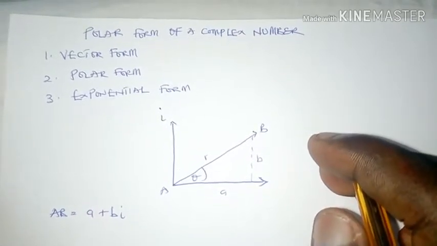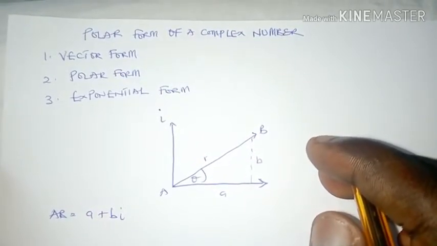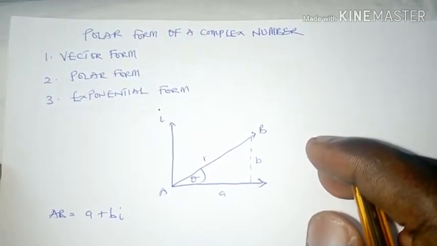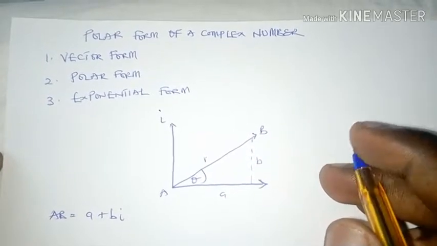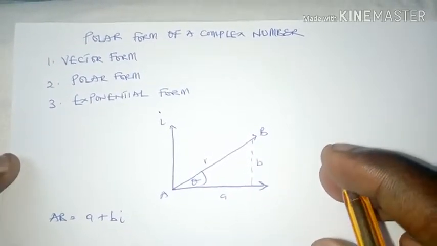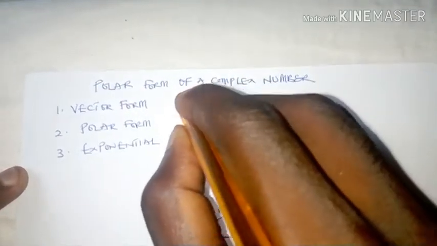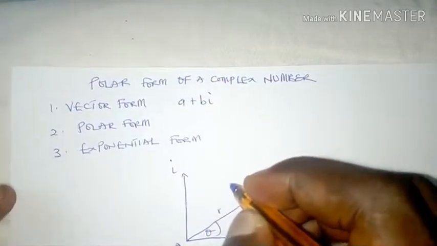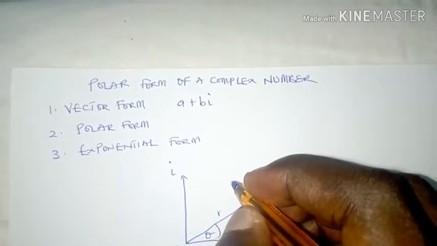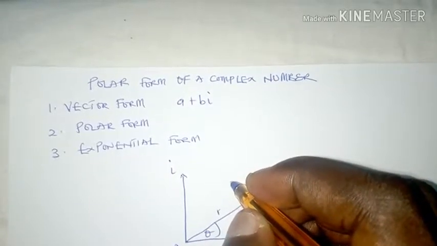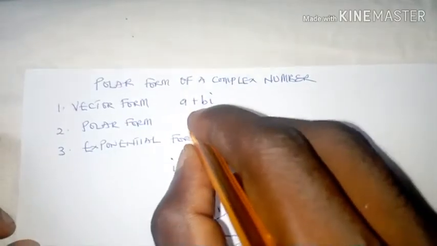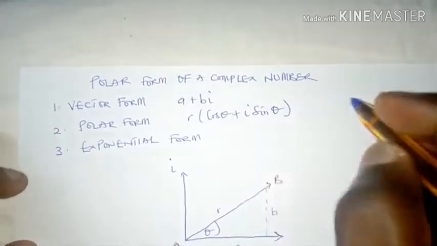Now we can actually represent or express a complex number in three forms. We have the vector form, the polar form, and the exponential form. The vector form, I think we've already seen, which is in the form of a plus bi. So today we're going to have a look at the polar form, and in subsequent videos we look at the exponential form. The polar form is in the form of r cos theta plus i sine theta.